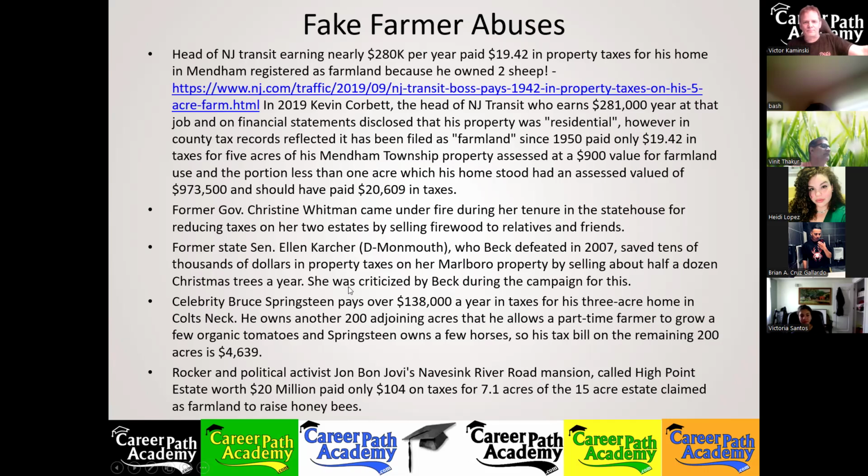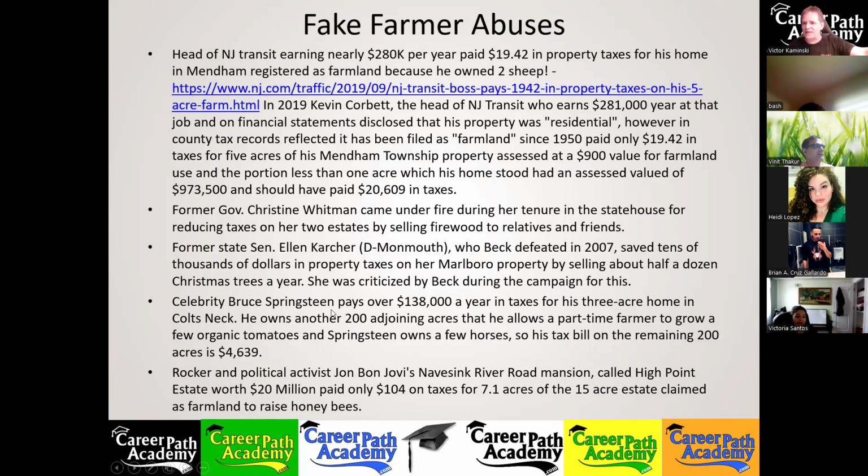All right, how about this? And it goes across party lines. Look, you have a Democrat here, Ellen Karcher, from back in 2007. She said she had a property and claimed she sells about half a dozen Christmas trees a year. So another one who cuts down trees, claiming that she's a tree farmer. So she got a tax break of 98%.